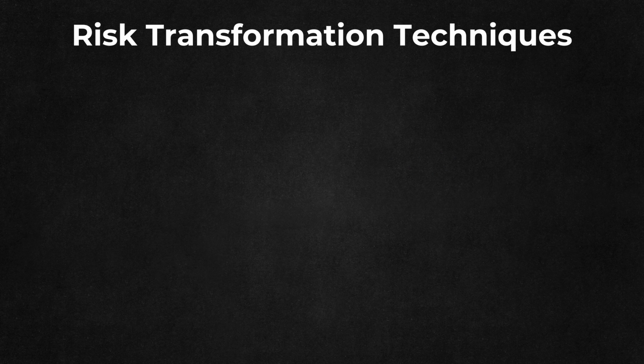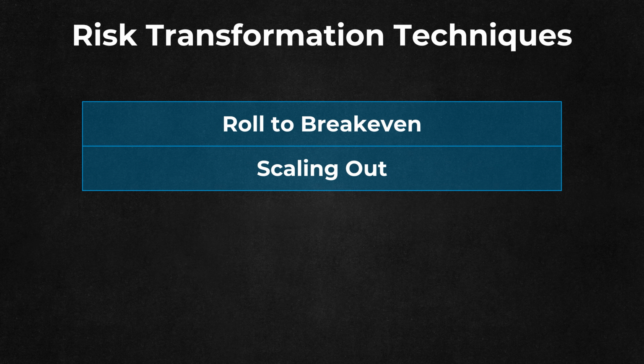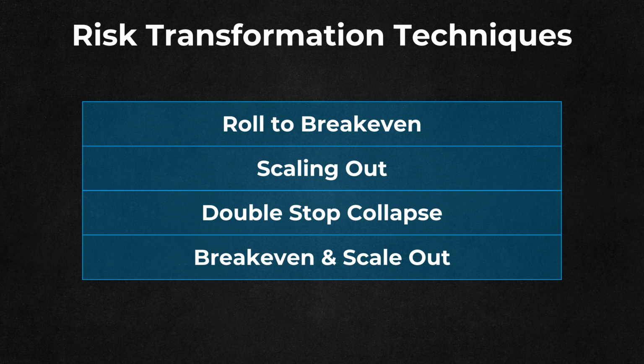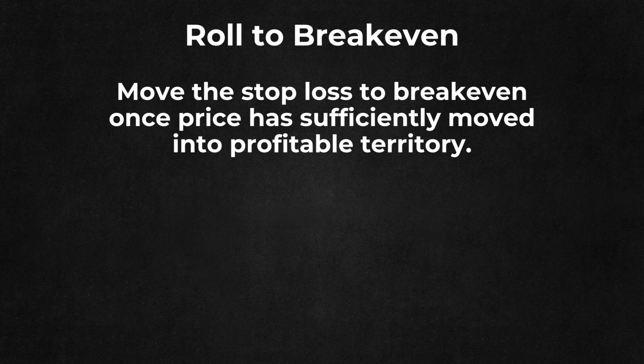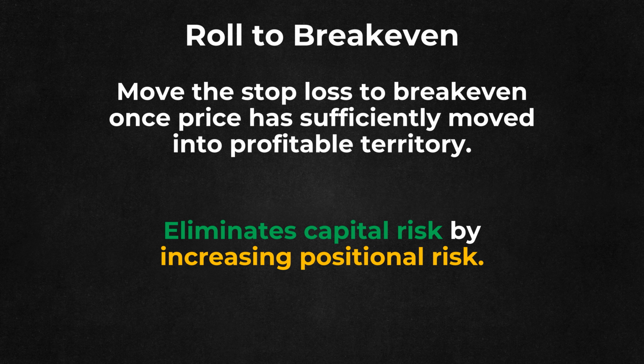We have 4 main risk transformation techniques: roll to break even, scaling out, double stop collapse, and break even and scale out. The first and simplest technique is to move the stop loss to break even once price has sufficiently moved into profitable territory. In other words, you are eliminating capital risk by increasing positional risk. This does not work if you move the stop to break even as soon as the trade becomes profitable. You need margin of error and a good reason to do that, which will be grounded on trading technique. If your stop is too close to the current price, this technique will work against you rather than for you.